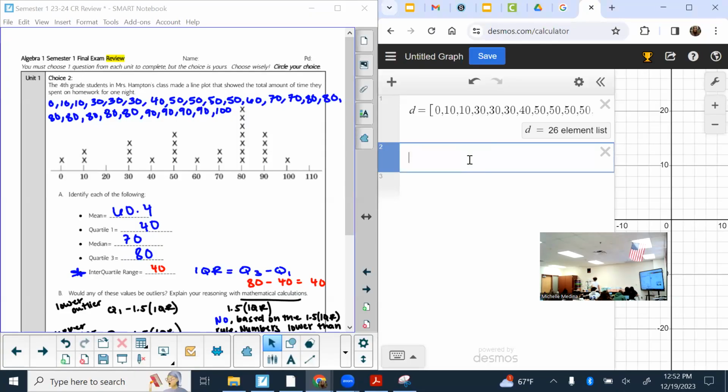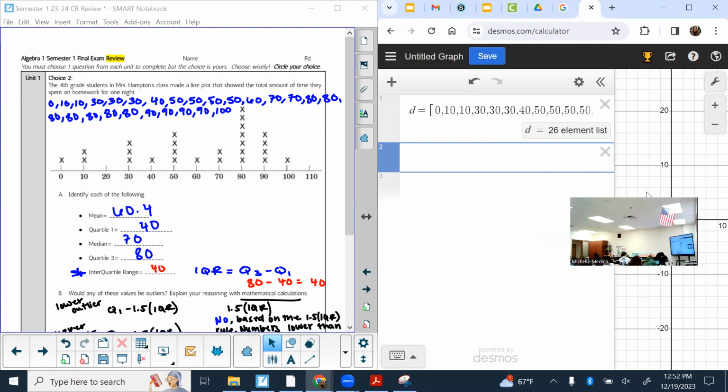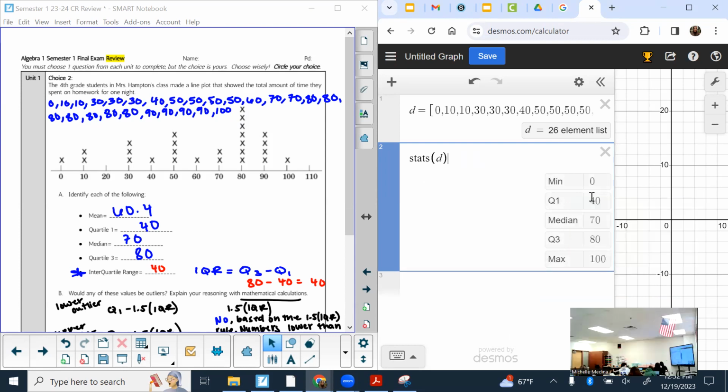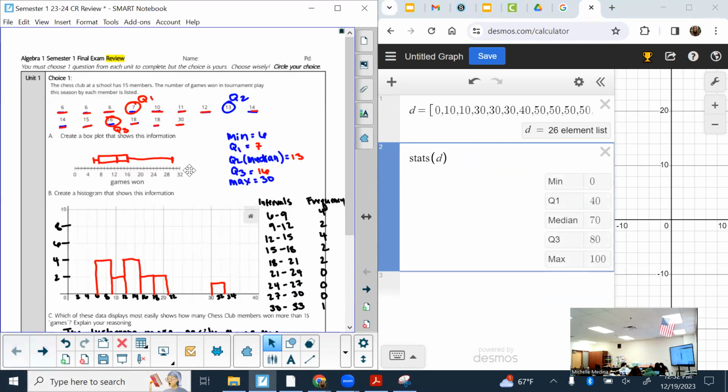All right, so how do I make it find things like the mean? What would I type in now? Or click on? What'd you say, Jude? Okay, so stats will give you your 5-number summary, which you would use for a box plot. So that could be helpful for like unit 1, choice 1, when you have to make one and you have raw data and things like that.